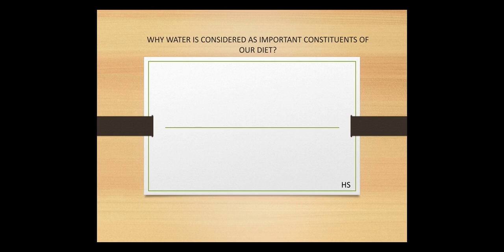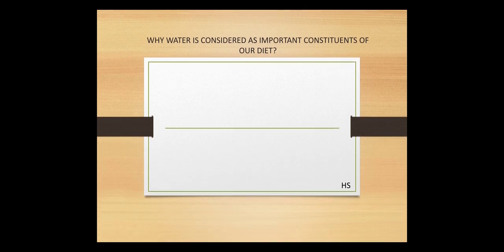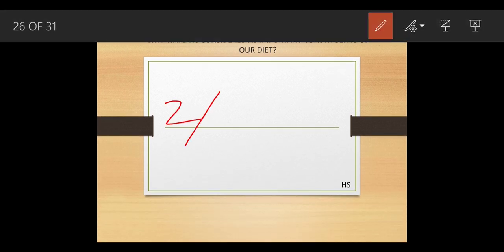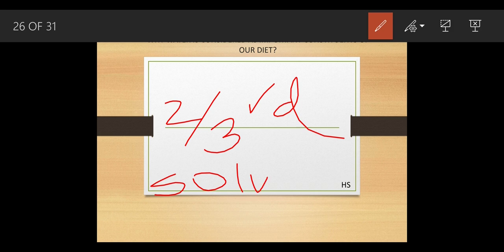Now we are going to move to the new slide, that is why water is considered an important constituent of our diet. Because two-thirds of our body is made up of water, and this water is an excellent solvent. We have heard about this part. Why is water considered an excellent solvent in chemistry? Because it makes things easily soluble. So that is why it is called an excellent solvent.